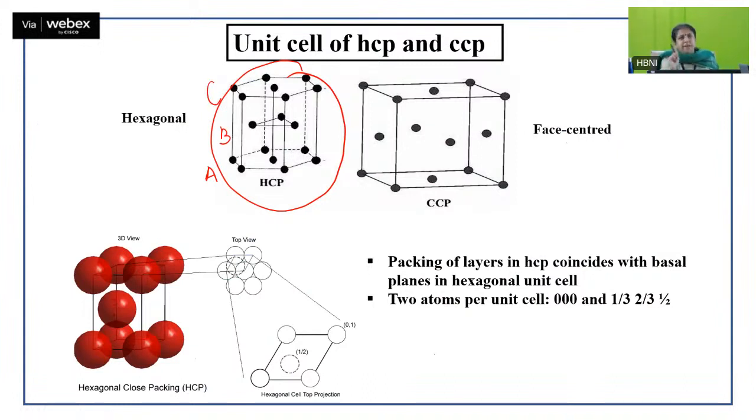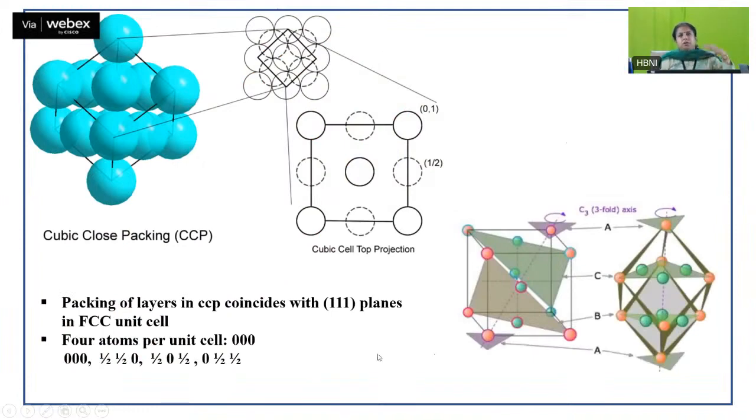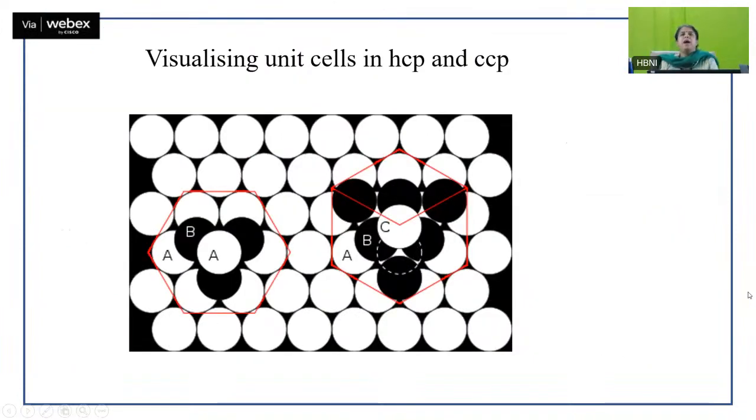But in CCP, it is not very easy to visualize because the packing of layers is not this way. The packing of layers is actually along the body diagonal. You're getting my point? Now the layers are packed this way, this way, this way. We'll visualize it again. Let's go back to this. Let me just show you. Fine. Just try to be with me. This white is layer A, the black one is layer B, and again the white one is layer C. Now let us talk about hexagonal first. This is your hexagonal, the layer A.